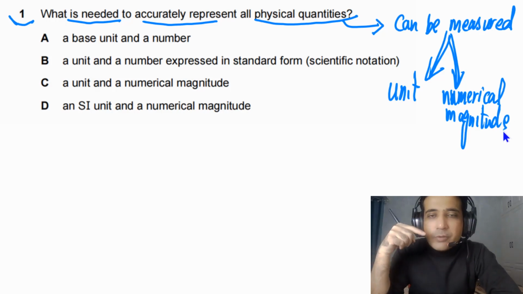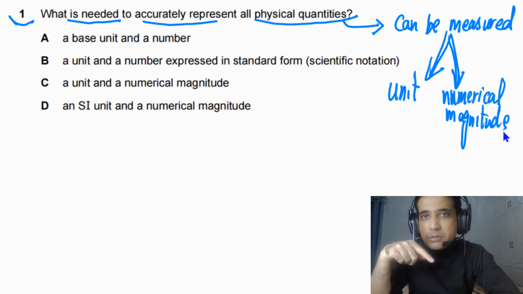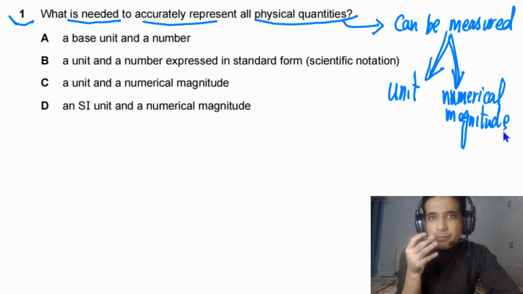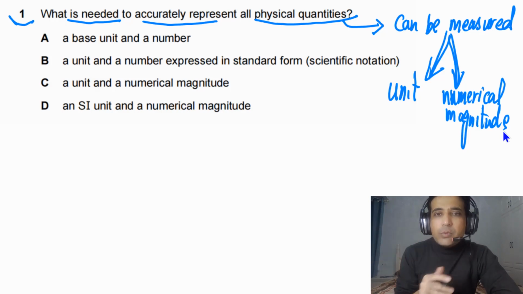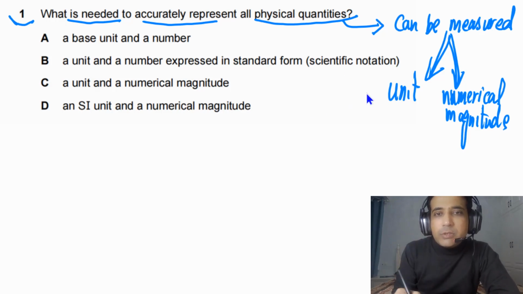But for a physical quantity like strain, strain is a ratio between two same physical quantities, so strain has no unit. But most physical quantities have a unit and also a numerical magnitude. So when we represent physical quantities, we use a unit and a numerical magnitude. This is the point you need to understand.